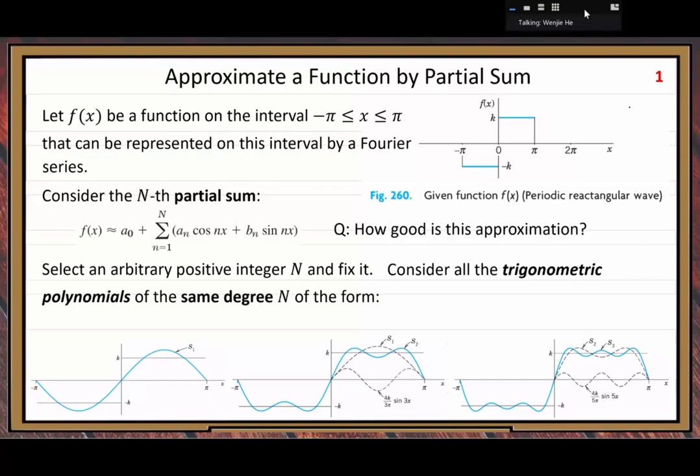Can we find other degree n trigonometric polynomials such that the approximation to the original function is better? Now, we want to think about this question. Better means the error is smaller, right? The smaller the error part, the better. So let's compare the error part.